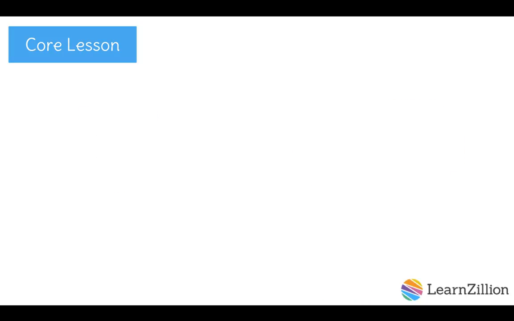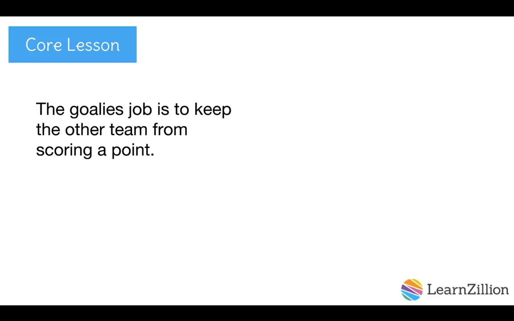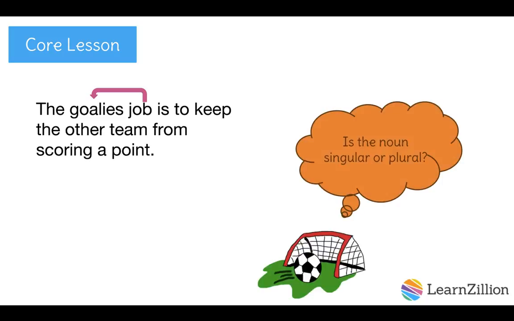Here's another sentence from my story. The goalie's job is to keep the other team from scoring a point. The job belongs to my friend Jared, the goalie. Is goalie singular or plural? Yes, it's singular. Jared is the only goalie on the team and he has one job. This is a singular noun that does not end with an S. Which rule should we follow?